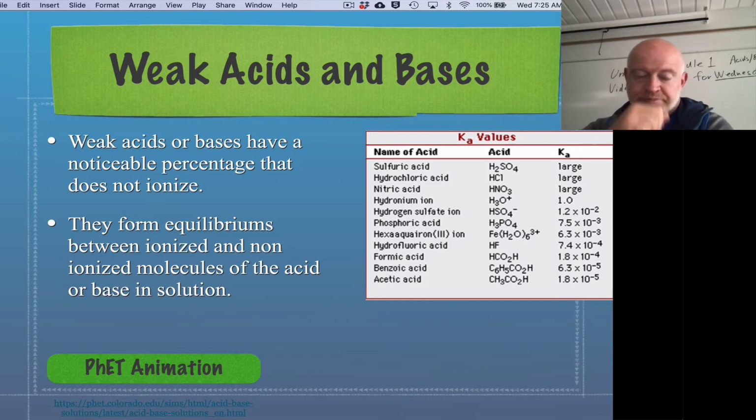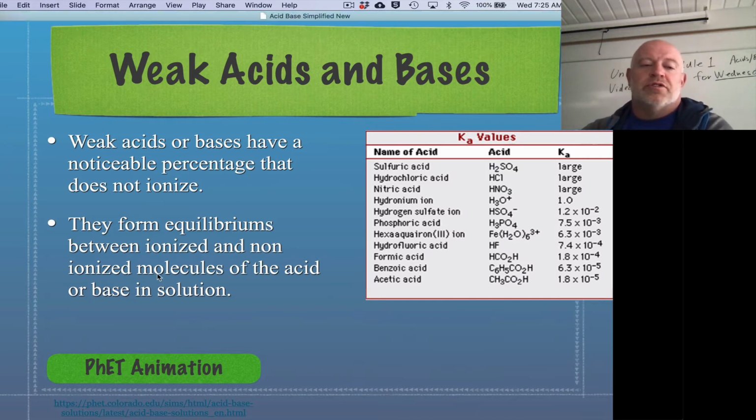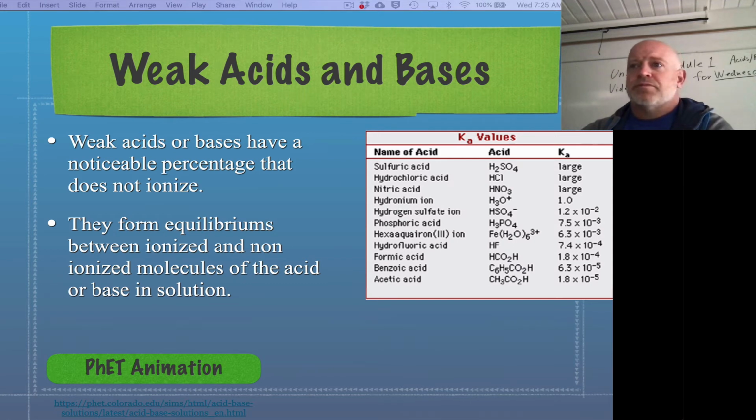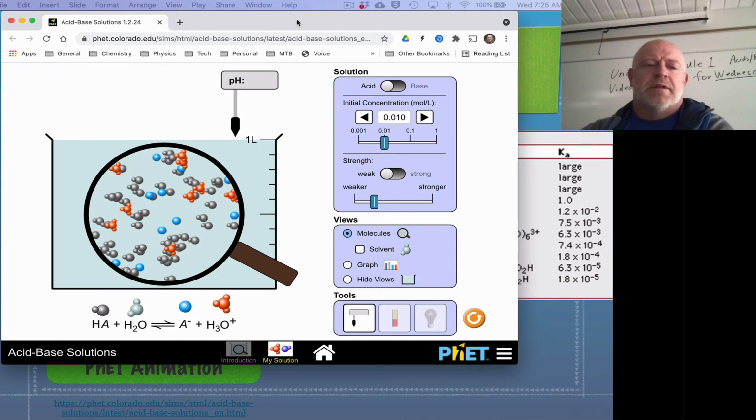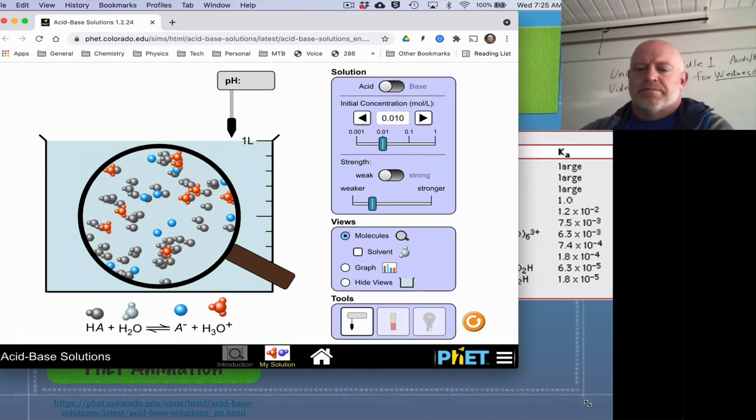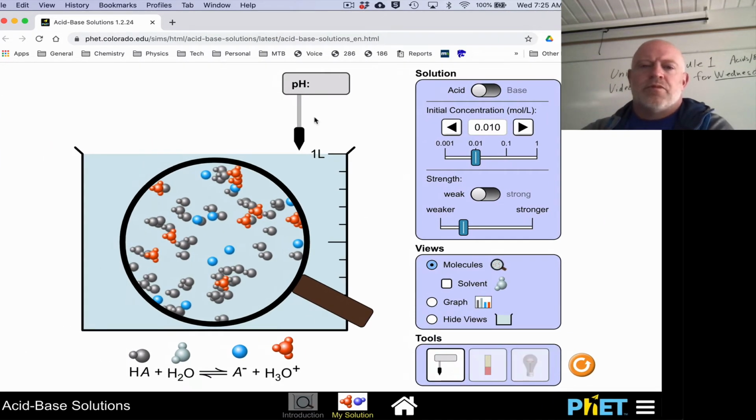Okay? Now, when they do go into solution, they do form equilibriums. Okay? And we're going to go over to this animation by PhET. What I like about this PhET animation is it does a really good job of visualizing that. Okay? So we'll bring this thing down in and take a look at it. And what we have here is we have considered a weak acid.